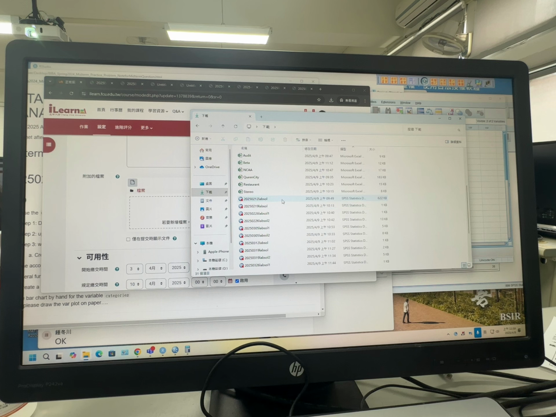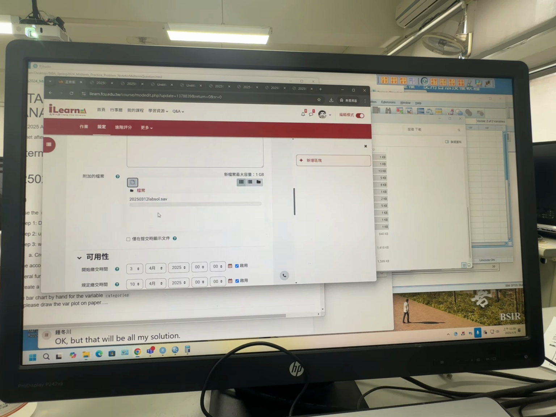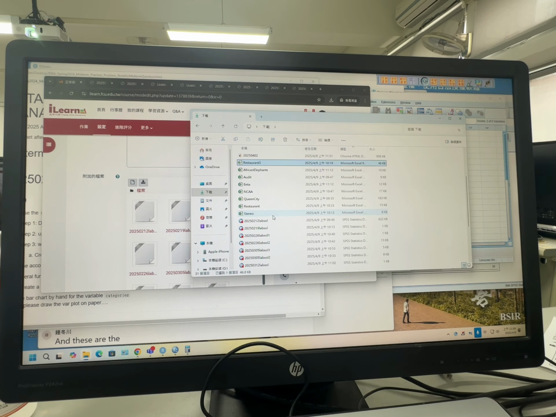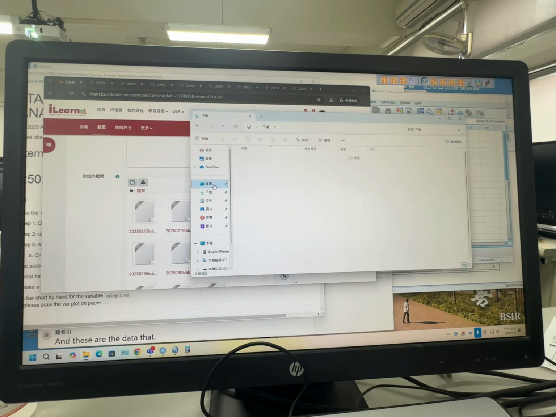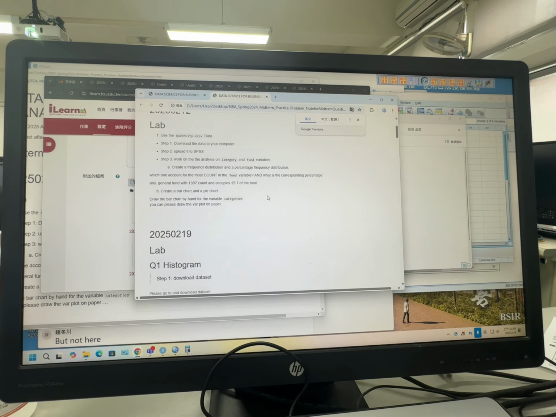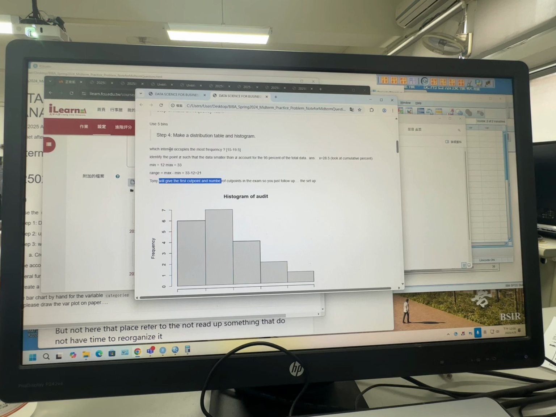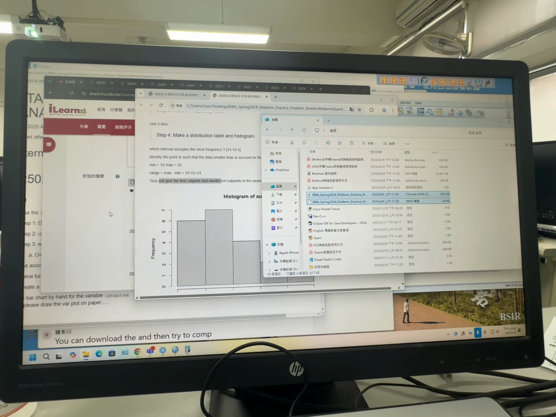So that will be all my solution, and these are the data set. But more importantly is the note here. Please refer to the note. I wrote up something but did not have time to reorganize it. You can check out my question over here. You can download it during the exam and then compare the question and the solution here.